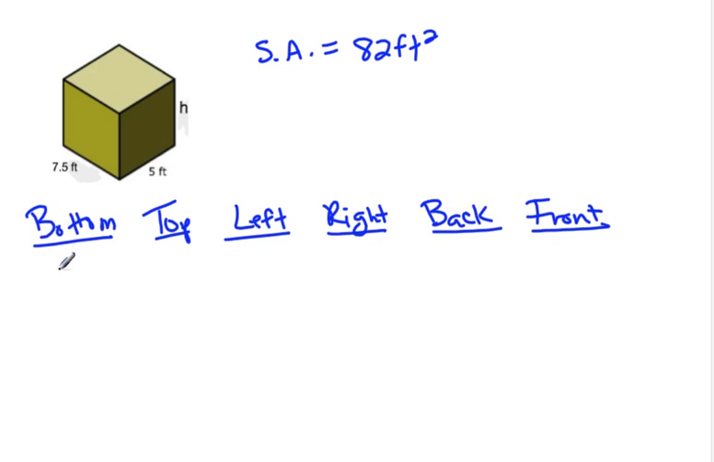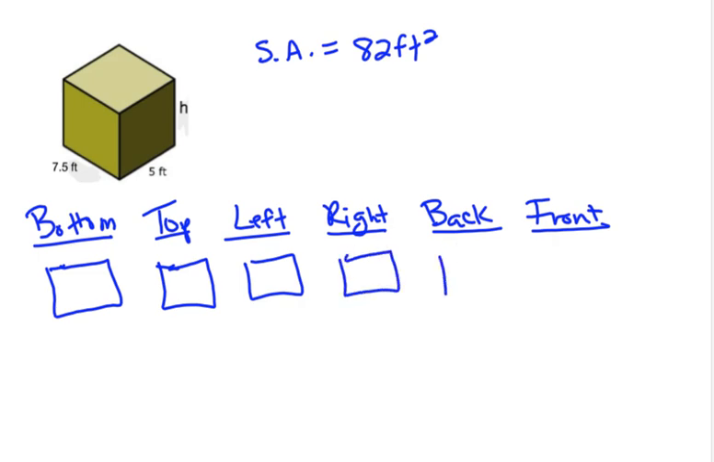So you have a rectangle on the bottom, rectangle on the top. A rectangle on the left, rectangle on the right, rectangle in the back, and a rectangle in the front.